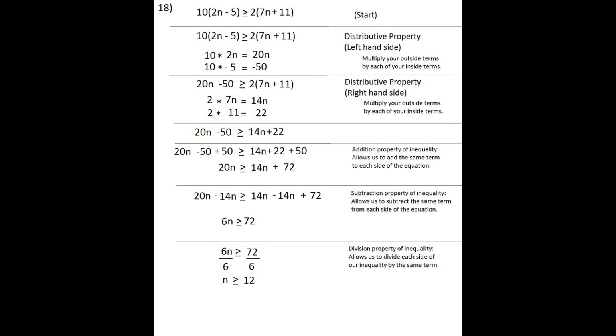So now all we do is divide by 6. So we have 6n is greater than or equal to 72 divided by 6. N is greater than or equal to 12. Now what does that look like if you decide to graph it? Well, it looks like this. There's a closed dot sitting right on the 12, and we're going to shade that all the way over to the right. And that's pretty much the size of this problem.